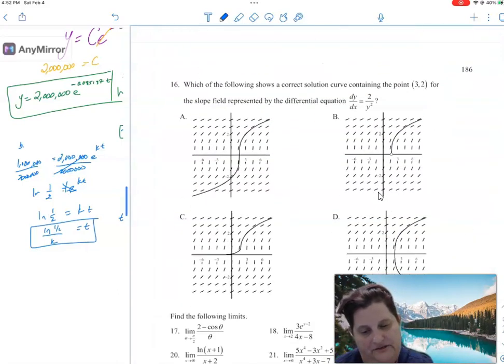All right, and then for 16, which of the following shows a correct solution curve containing the point 3,2? Now notice that this axis is all undefined, so immediately guess what? I'm already thinking it's that, because when it's undefined, you're not allowed to go through it. So for the point 3,2, yep, sure enough, it looks like that, and it goes to there. Okay, you can't go through an undefined on a slope field. All right.